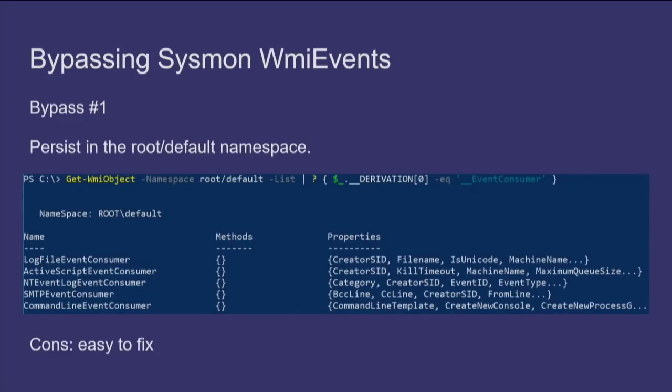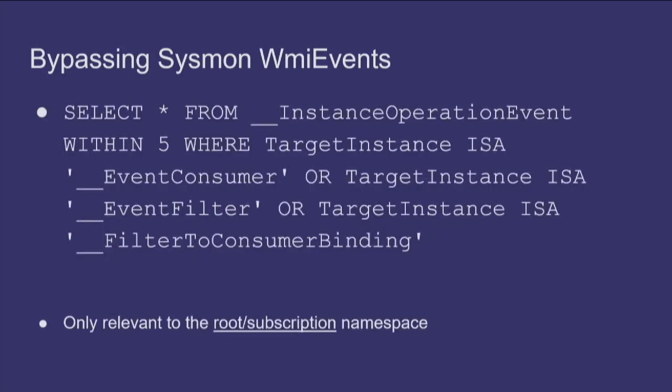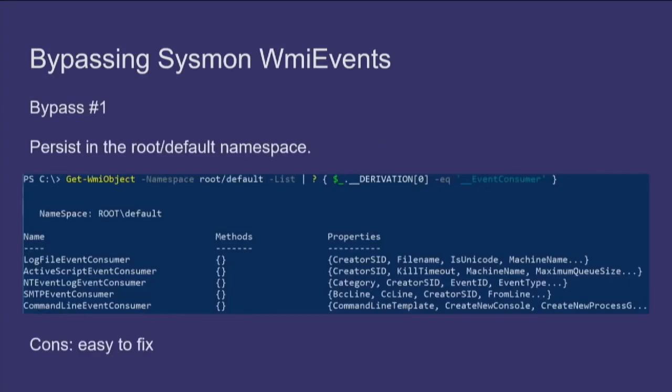So I know from previous experience that it's not just the root subscription namespace that these WMI persistence artifacts actually live in. They also live in the root default namespace. So Microsoft, the developers of Sysmon, just happened to neglect this one. Fortunately, that will be a really easy fix for them to implement. They would just put this same event query and bind it to the root default namespace. Autoruns has a WMI persistence tab, and it already captures root subscription and root default based persistence.